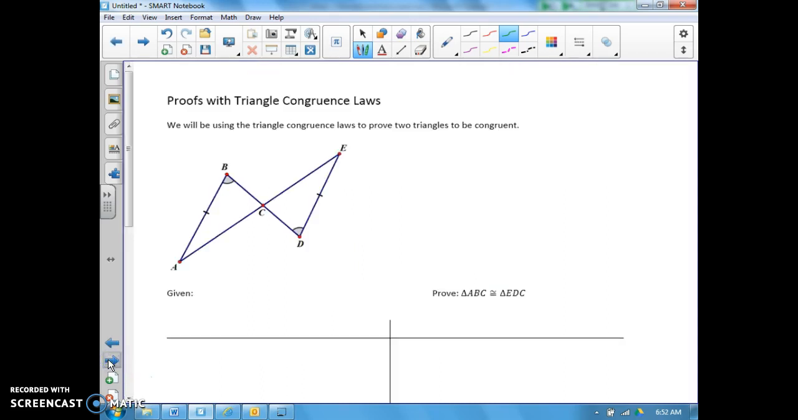All right. Now, why did we learn all these laws? It wasn't just to boggle your mind. It was to allow us to prove 2 triangles to be congruent. So here, I have 2 triangles, ABC and EDC, and I want to prove that they are congruent. And looking at this proof, they already give me that segment AB is congruent to segment ED. It's marked. And they give me that angle B is congruent to angle D, also marked. And I want to prove that the 2 triangles are congruent.